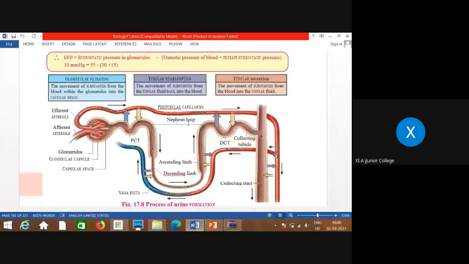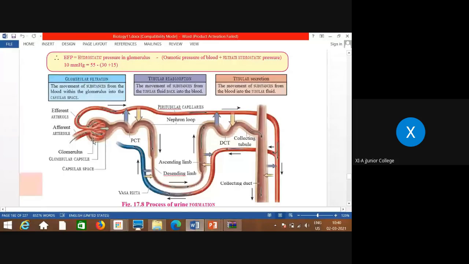Okay. Now I came to this diagram purposely, because until and unless you understand which part functions how, you will not understand the remaining part. Now listen. This part is called the Malpighian body, which contains the Bowman's capsule and the glomerulus.